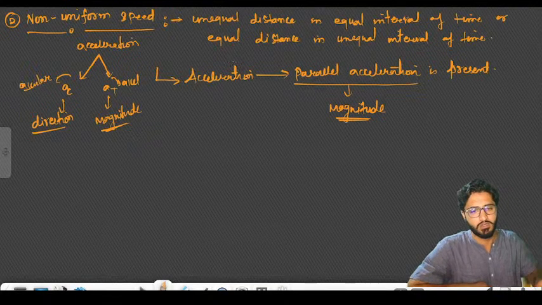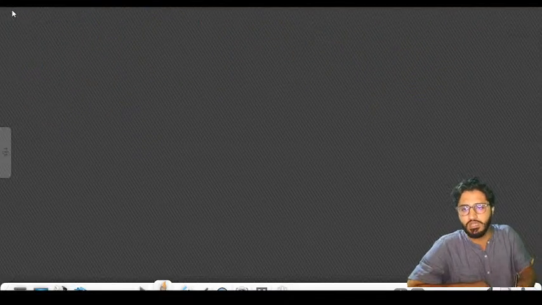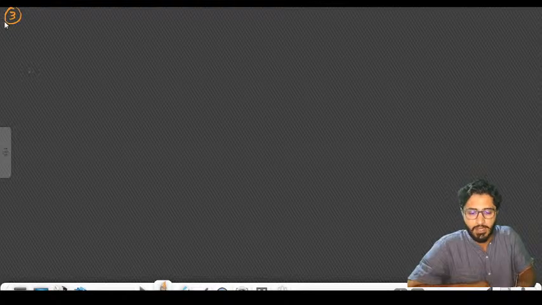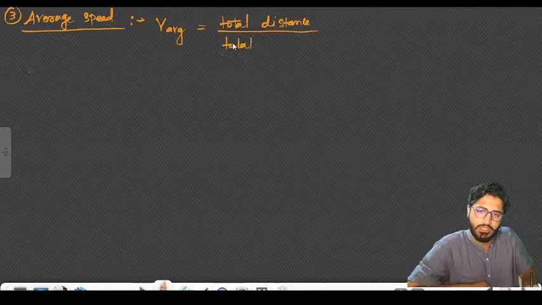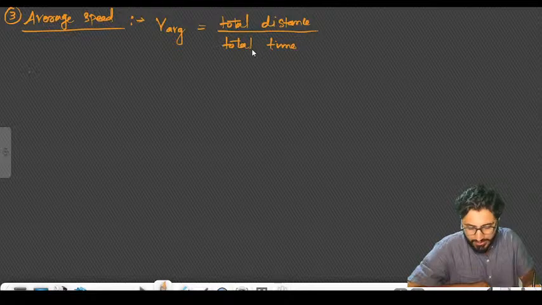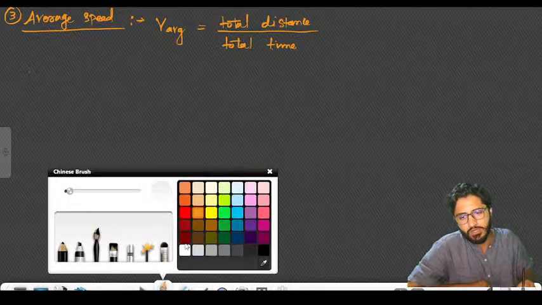Now let us come to the third type. It is average speed. Average speed, I will write here V avg. Average means total distance upon total time. In average speed, we have some subtypes.